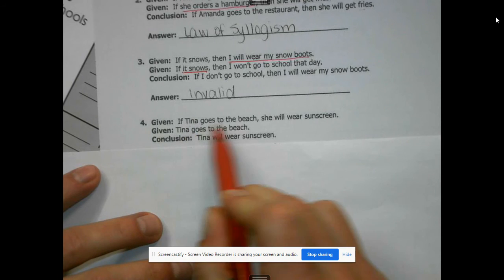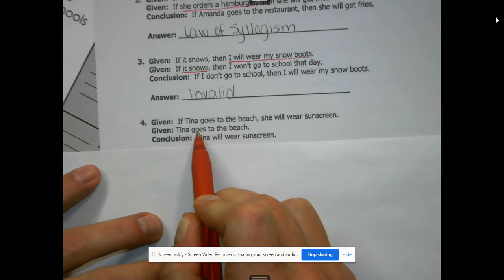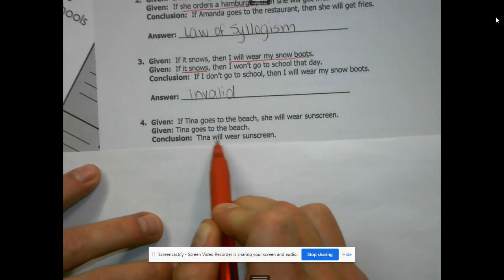If Tina goes to the beach, she will wear sunscreen. Tina goes to the beach. Well, what happens if she goes to the beach? She has to wear sunscreen. Easy one. Law of detachment.